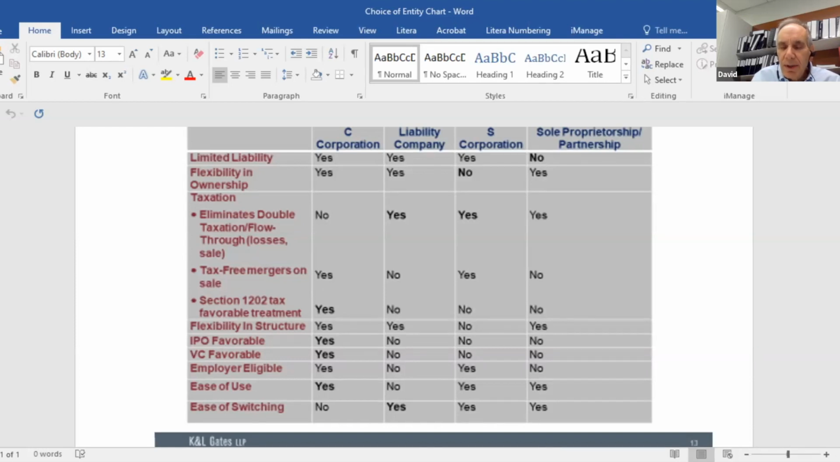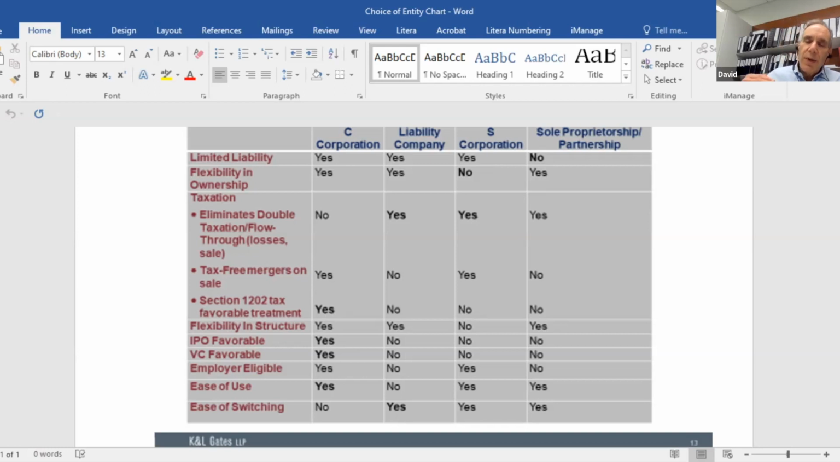go from a limited liability company to a C corp. It's very difficult to go from a C corp to a limited liability company, because of tax reasons. So if you can't decide and you decide today, "I want to put off this decision," that's okay. Then you want to start with a limited liability company and then switch to a C corp later.